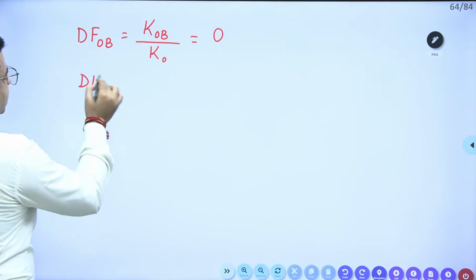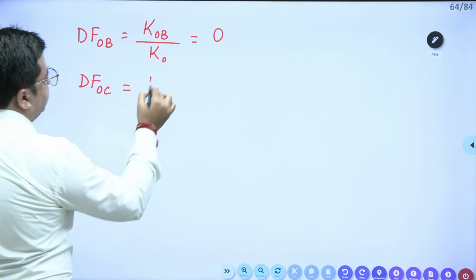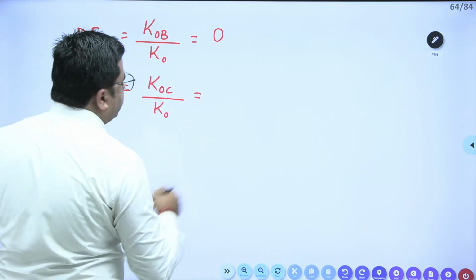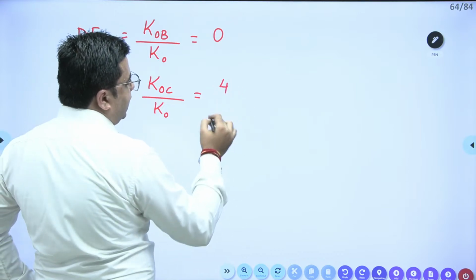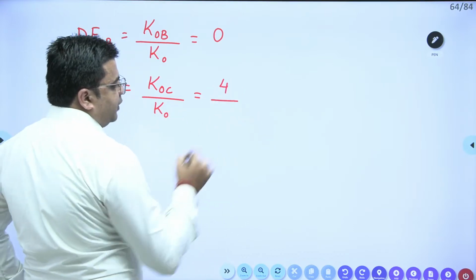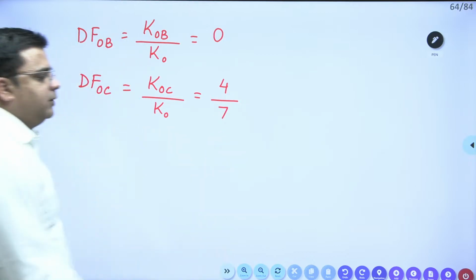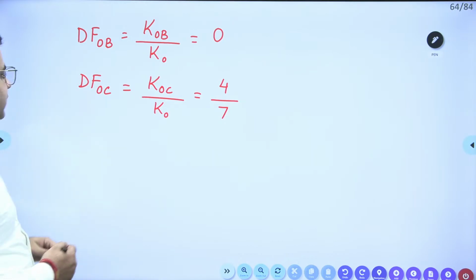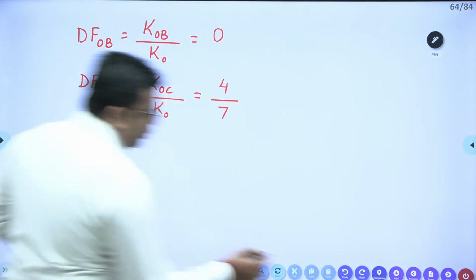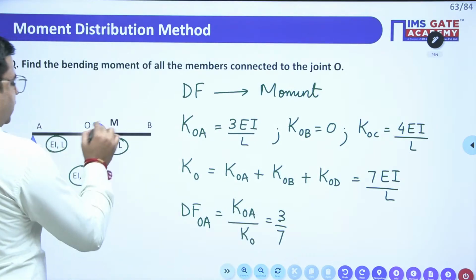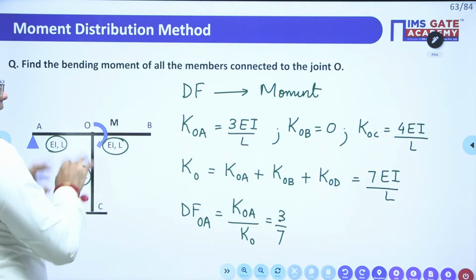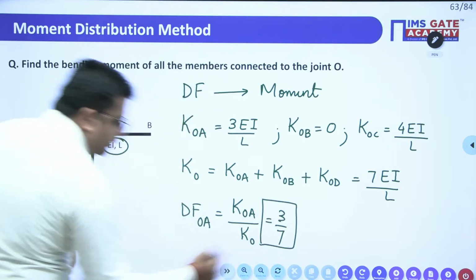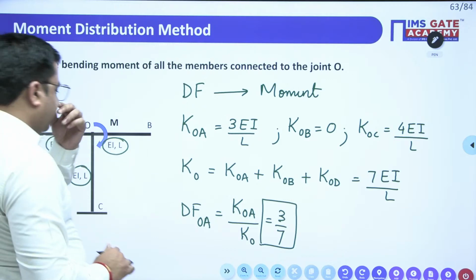Next, the distribution factor for OC is equal to the stiffness of OC divided by the total stiffness of the joint. So, stiffness of OC is 4EI by L and the total stiffness of the joint is 7EI by L. So, the distribution factor comes out to be 4 by 7. So, when you apply a total moment M, this moment M will be distributed with respect to the distribution factor.